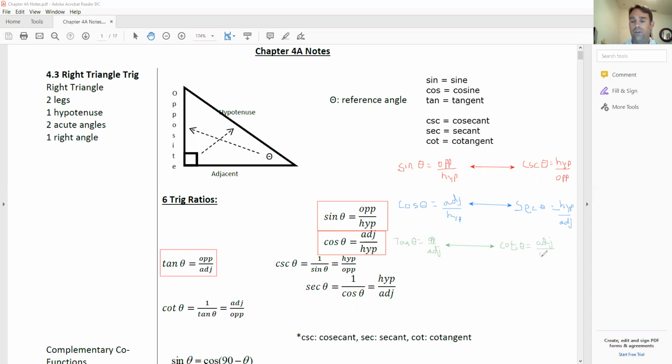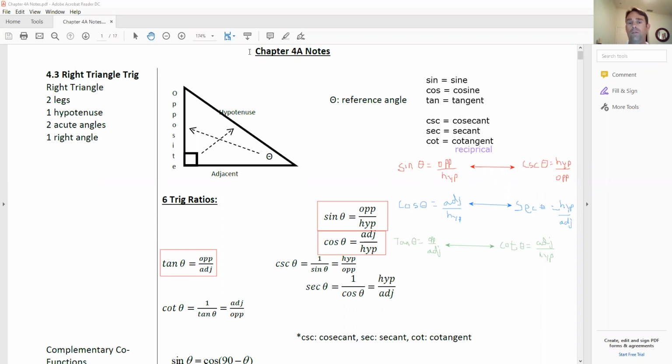You have these written here in your notes. Just remember, these are called the reciprocal relationships, the reciprocal functions. They are the reciprocals of each other. Sine is the reciprocal of cosecant and vice versa. Cosine is the reciprocal of secant and vice versa. Tangent is the reciprocal of cotangent and vice versa.